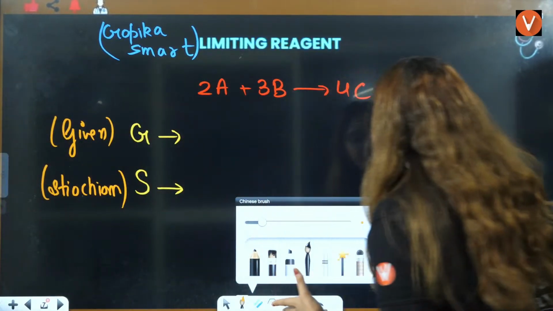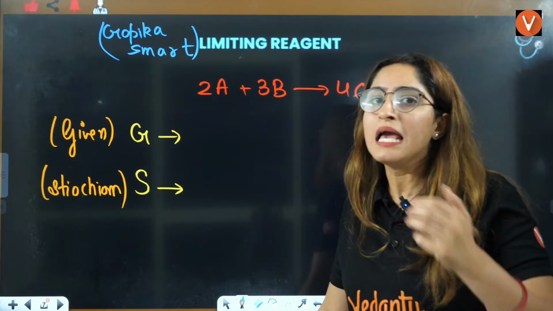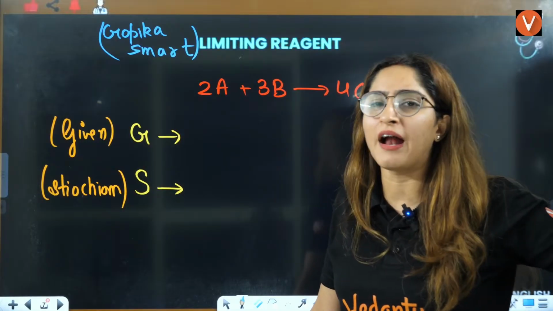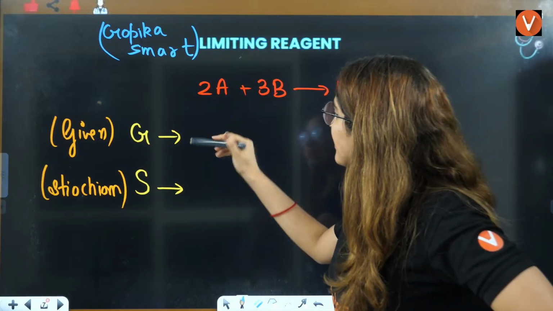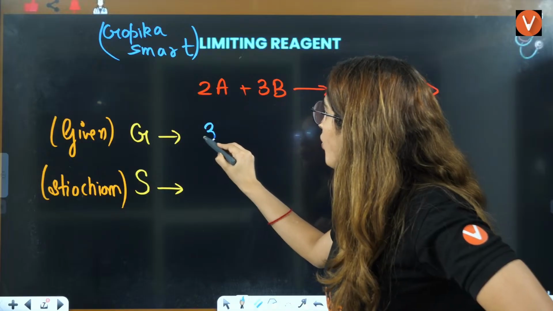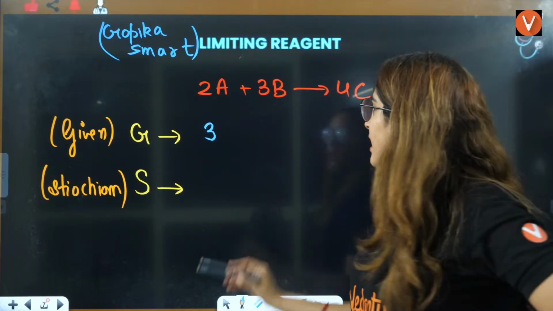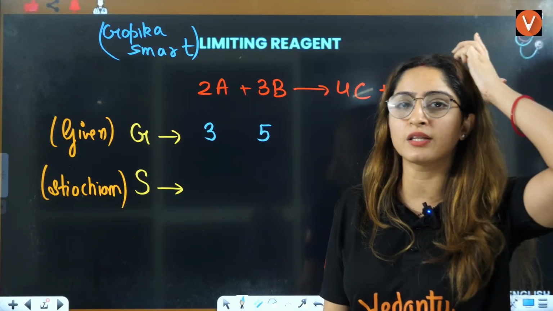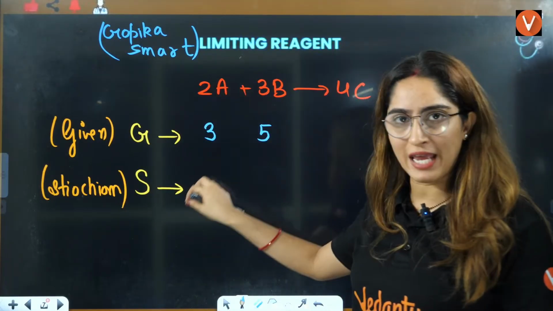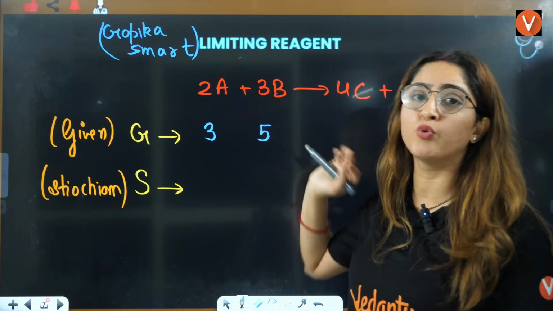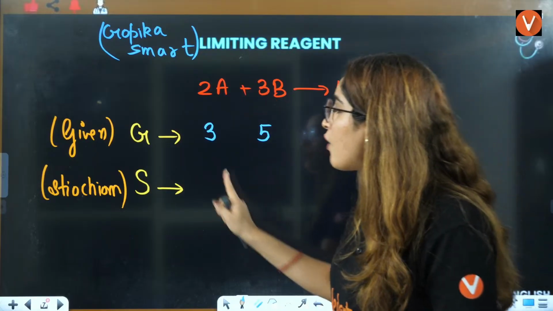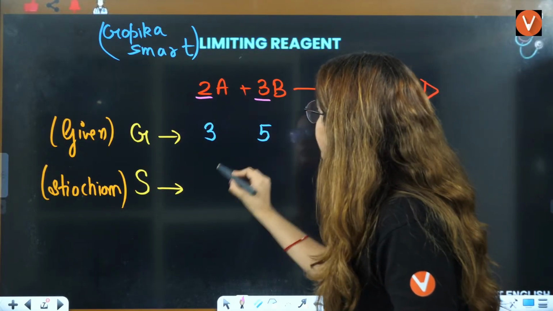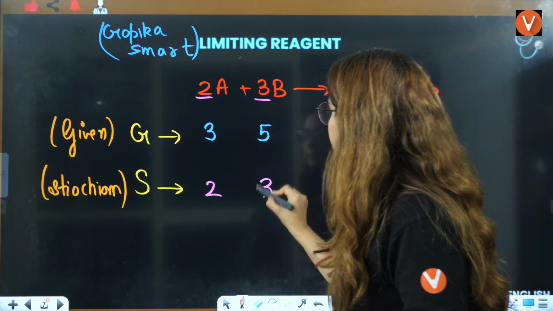Now, if you talk about it, ma'am, what will be given in the question? They will give you, let's say, I am taking one random example here: you have 3 moles of A and 5 moles of B. This will be given in the question, how many moles of A you are using, how many moles of B you are using, right? Now, stoichiometry is what you have written here. This is 2 and this is 3.